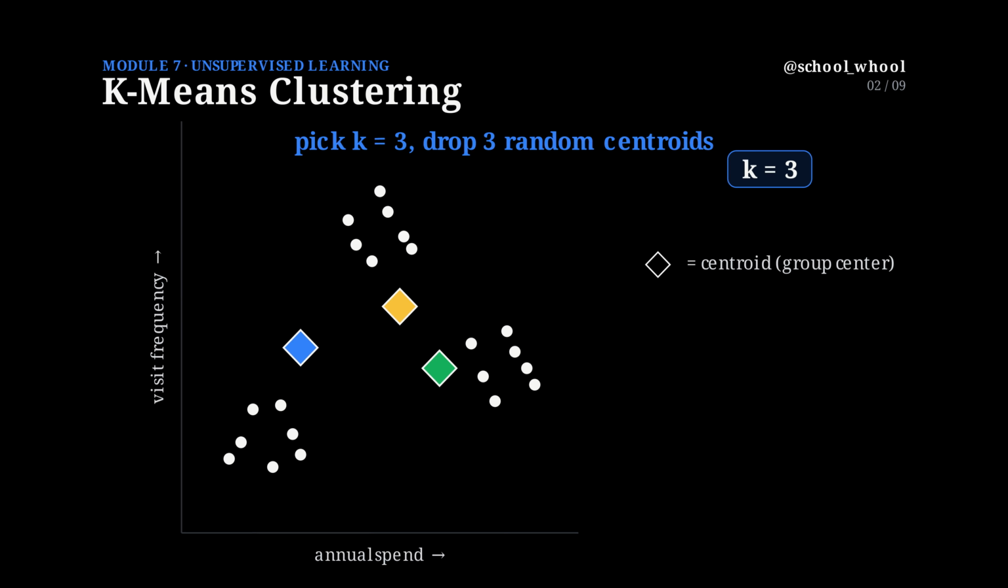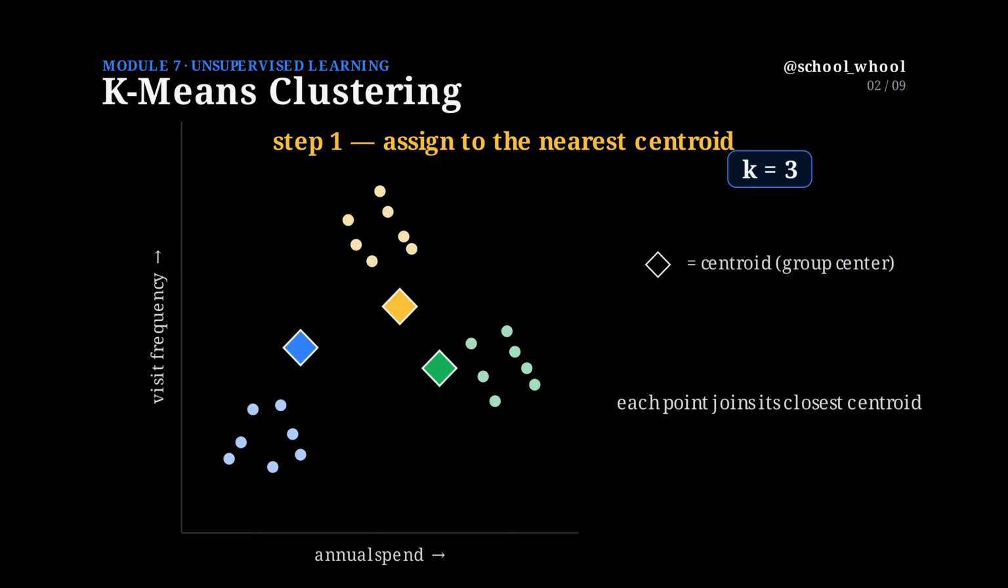Step 1. Assignment. Every point looks at the 3 centroids and joins whichever one is closest. Watch the colors. Each customer takes on the color of its nearest centroid. Now every point belongs to a group.